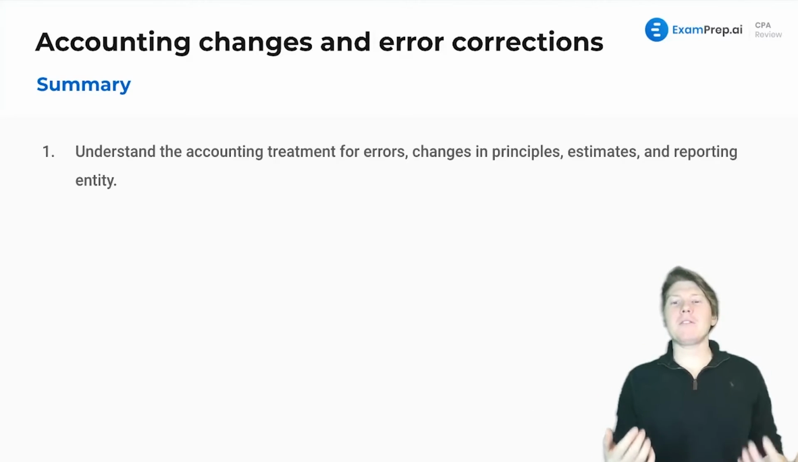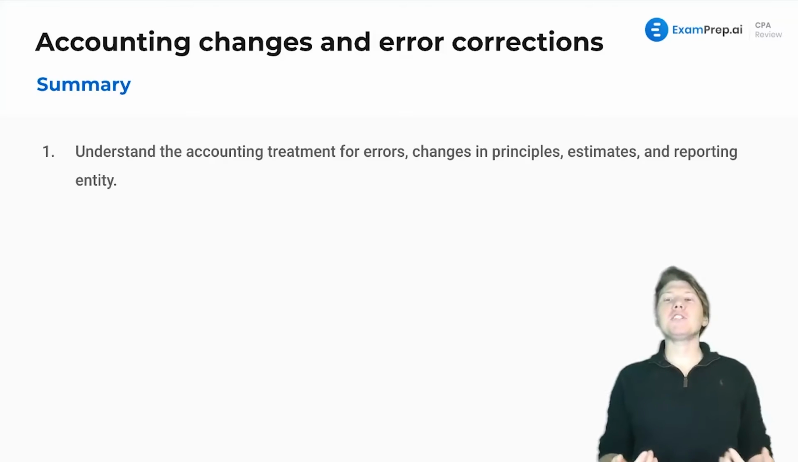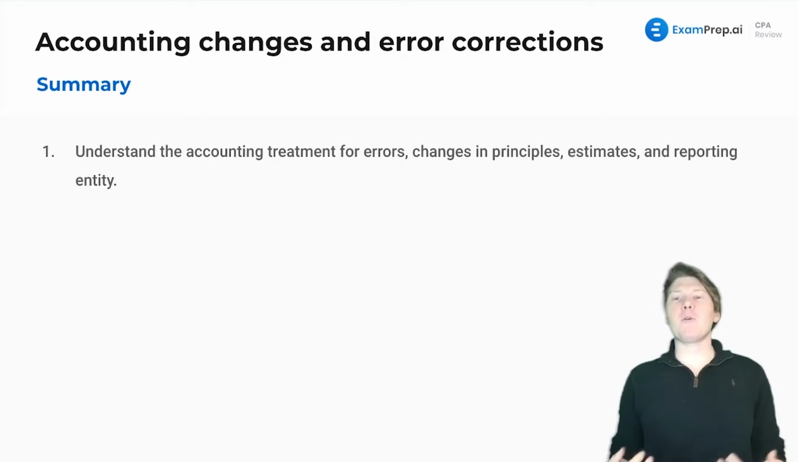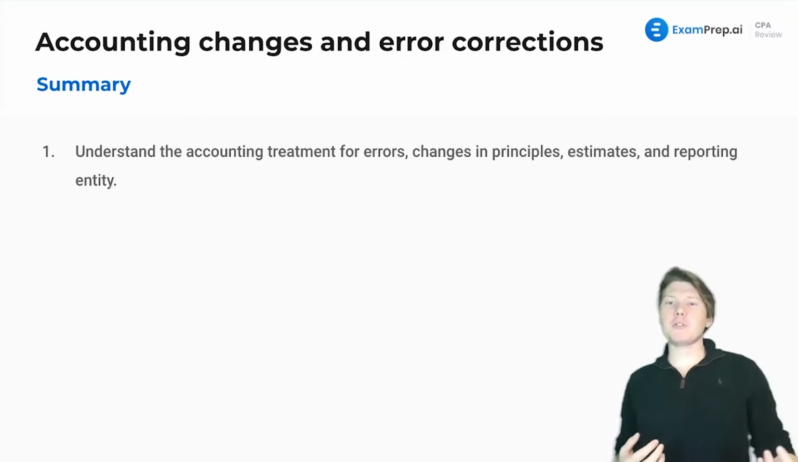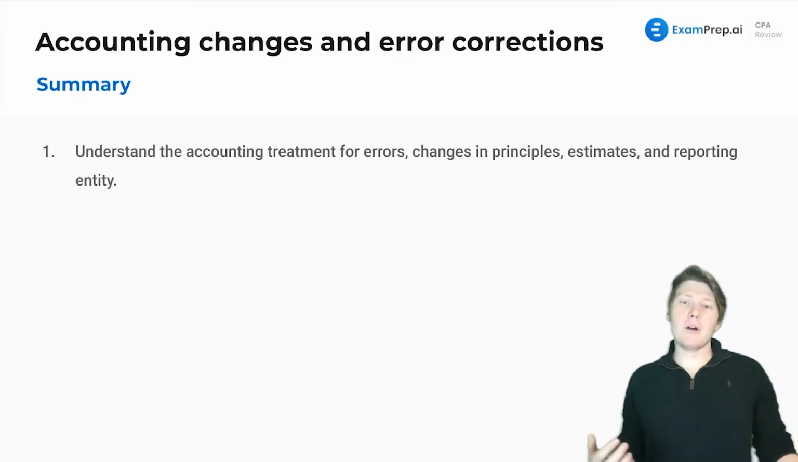Here, we simply want to understand the accounting treatment for errors, changes in principles, estimates, and reporting entity. Prospective, retrospective, what do you do? You know now, right? So this is something you should be able to blow through, right?